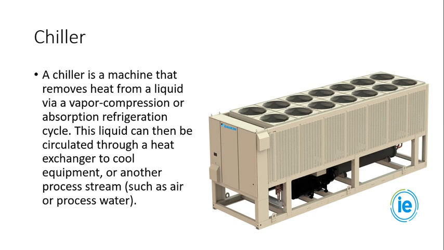Chiller. A chiller is a machine that removes heat from liquid via a vapor compression or absorption refrigeration cycle. These are big air conditioning or refrigeration systems on large corporate buildings. Every large skyscraper you see probably has chillers on it. They don't use what we think of as normal air conditioning.